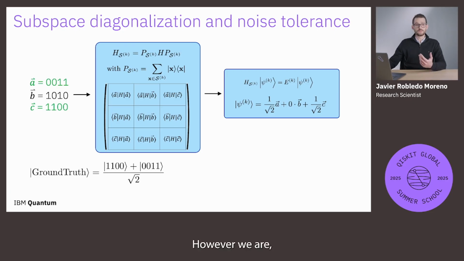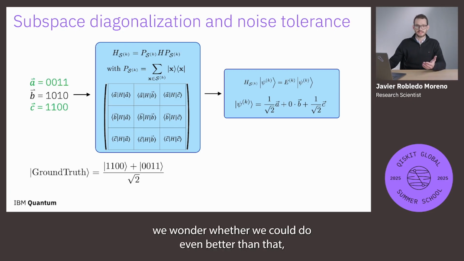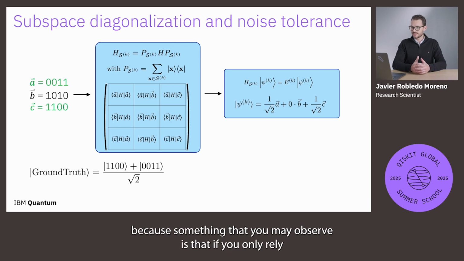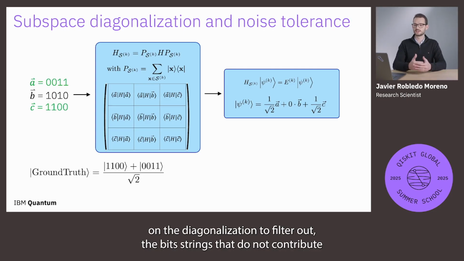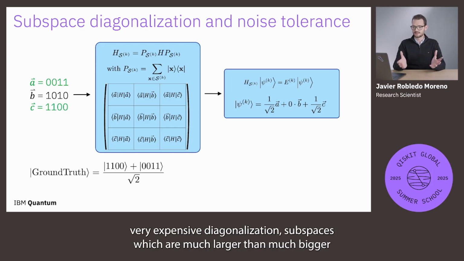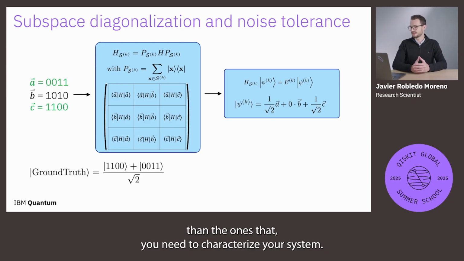However, we wonder whether we could do even better than that, whether we could use some physical intuition to deal with the effects of noise even further and improve the efficiency of the method. Because something that you might observe is that if you only rely on the diagonalization to filter out the bit strings that do not contribute to the ground state, you may end up having to perform very expensive diagonalizations on subspaces which are much bigger than the ones that you need to characterize your system.